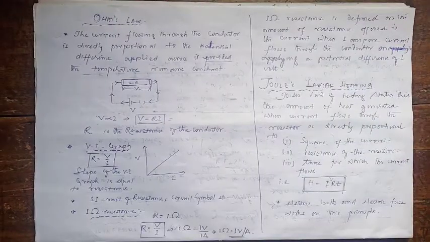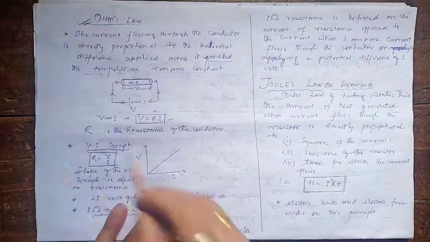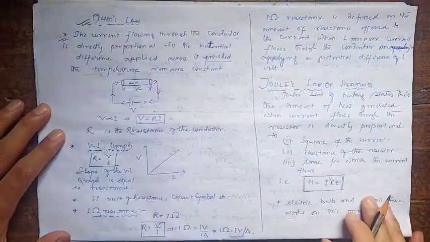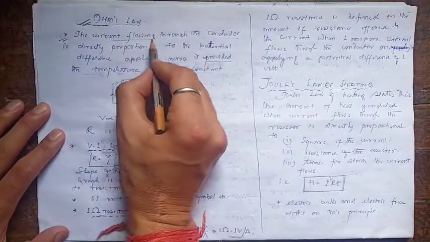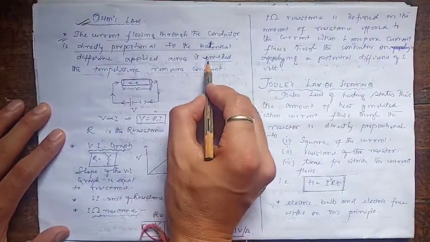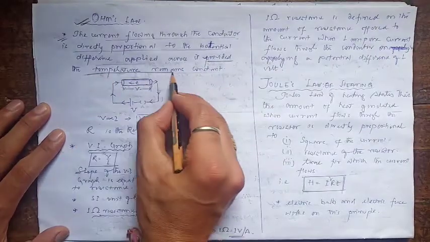Okay, students, let's discuss Ohm's law in a little more detail. Let's understand the definition first. What does Ohm's law say? The current flowing through the conductor is directly proportional to the potential difference applied across it, provided the temperature remains constant.